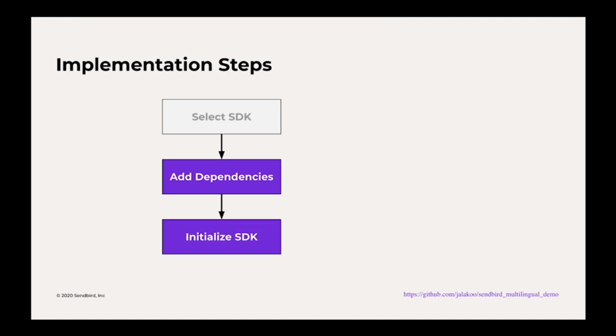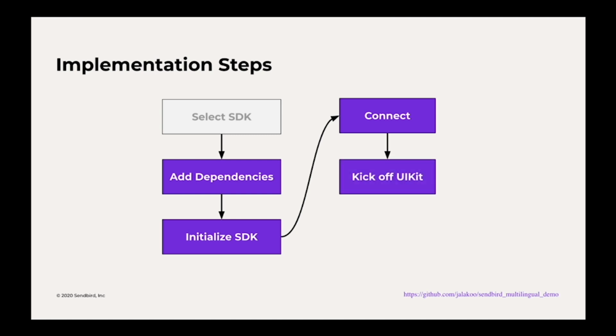Okay, so the implementation steps are as you would expect. After you've chosen which SDK to go with, we're going to add the dependencies. We'll initialize the SDK as soon as possible within your app lifecycle. We will connect to the Sendbird backend, which will then kick off the UIKit interface, and then you can start chatting away. Okay, so from here, I'm going to dive into code.